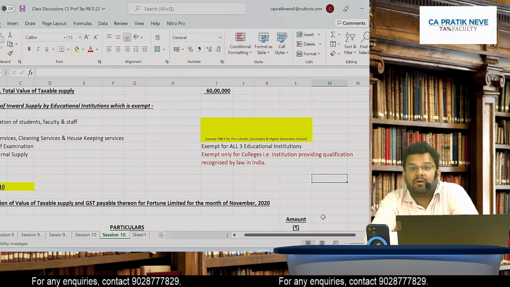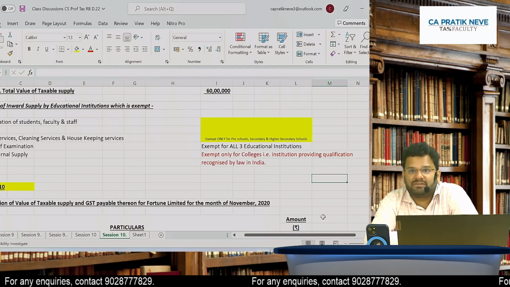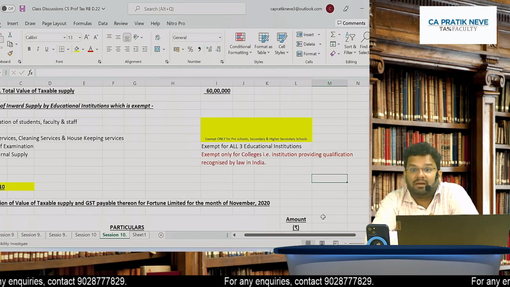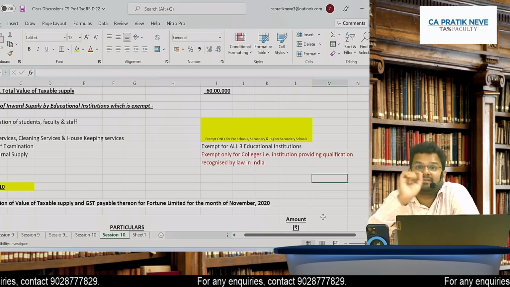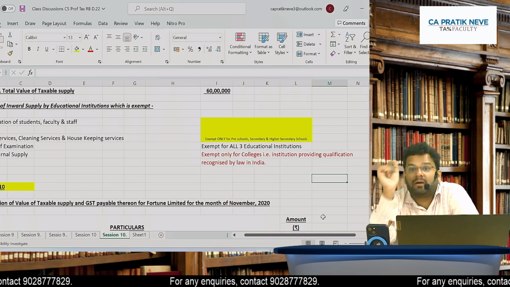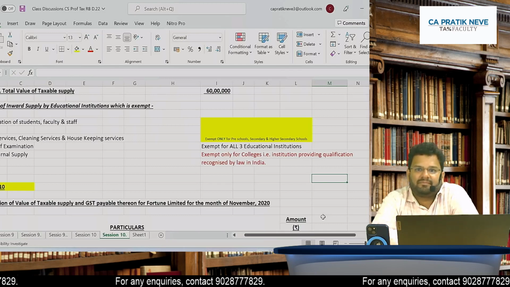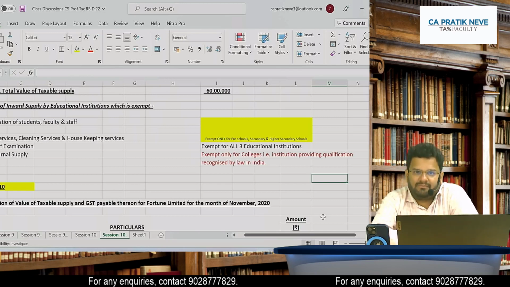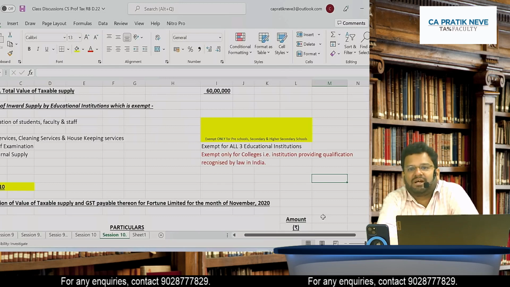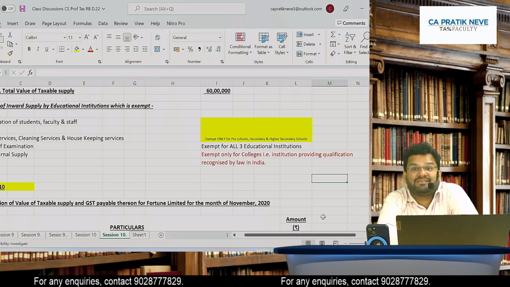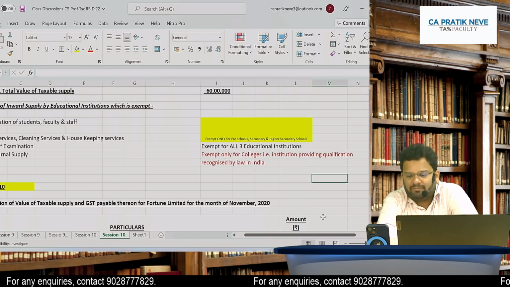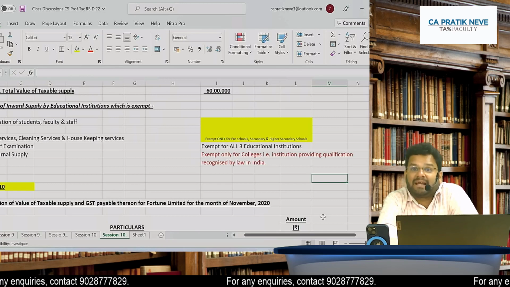But see, you cannot generalize all the things. If now ICSI comes out with a publication of Chartered Secretary in online mode, then what will happen? Chartered Secretary is for members in online mode. Very good. It will be taxable.